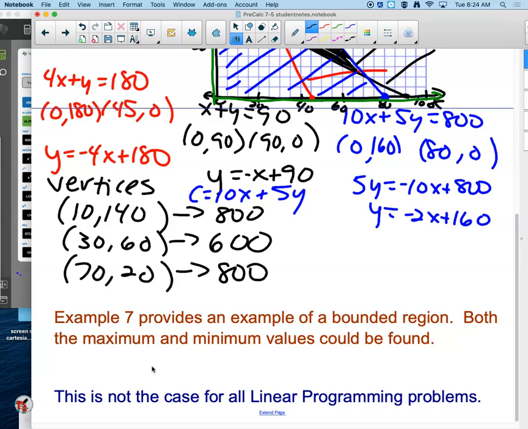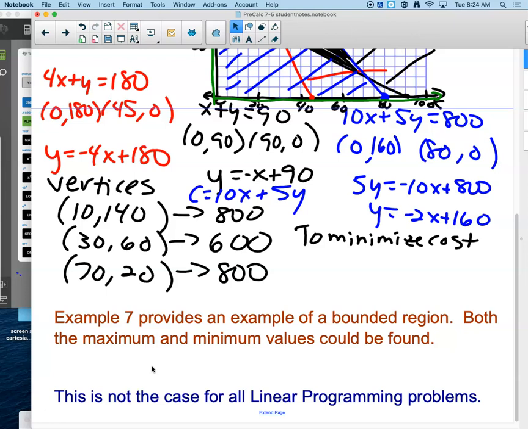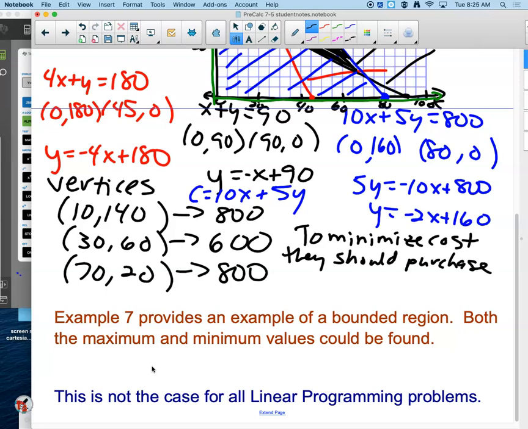And we remember we were supposed to minimize cost. Well, that's going to be the 600. That's the lowest one there. So, to minimize cost, I forget, were they producing or were they buying? They are buying. So they should purchase 30 bags of brand A.